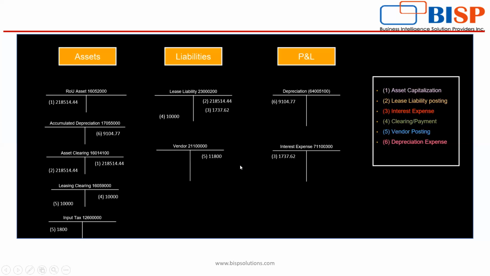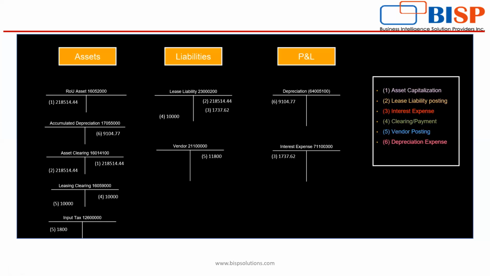Now the last entry would be depreciation, as we have booked the ROU asset. So the depreciation entry would be: credit to accumulated depreciation account, and the depreciation account would be debited. This depreciation would be my expense, and this accumulated depreciation would be part of my asset. Fine. These are just the basic accounting entries that we are required to do while maintaining IFRS 16.